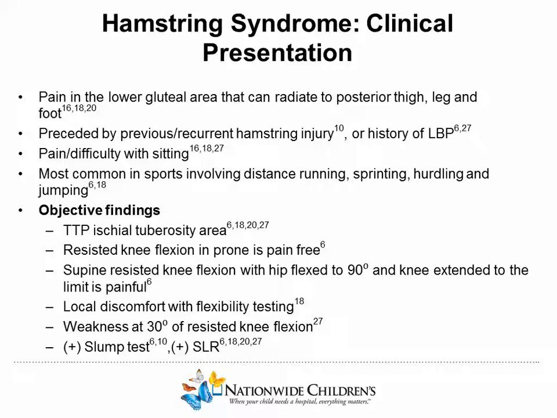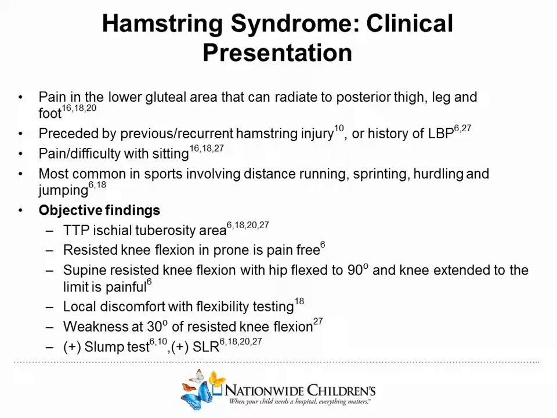Unfortunately, the clinical presentation of hamstring syndrome is very similar to your typical hamstring strain. There are not a lot of great points that differentiate the two. You're often going to have pain in the posterior thigh, possibly a sprinting, running or hurdling type mechanism of injury, pain with sitting, and a history of recurrent hamstring strains. All of those would lead you down the road of a typical hamstring strain, but it could also be this.